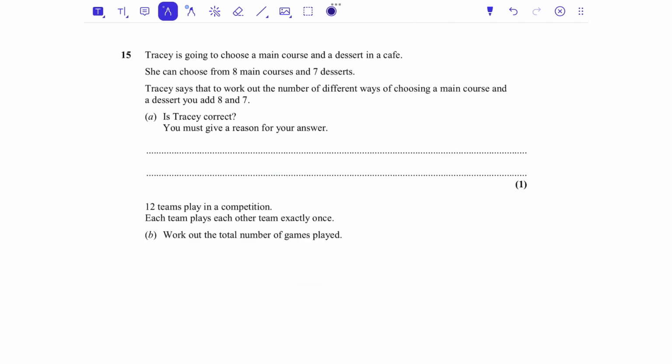Tracy's going to choose a main course and a dessert in a cafe. She can choose from 8 main courses and 7 desserts.